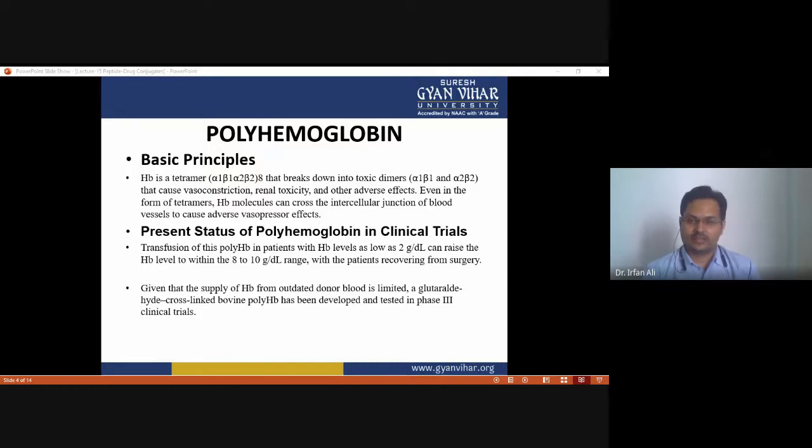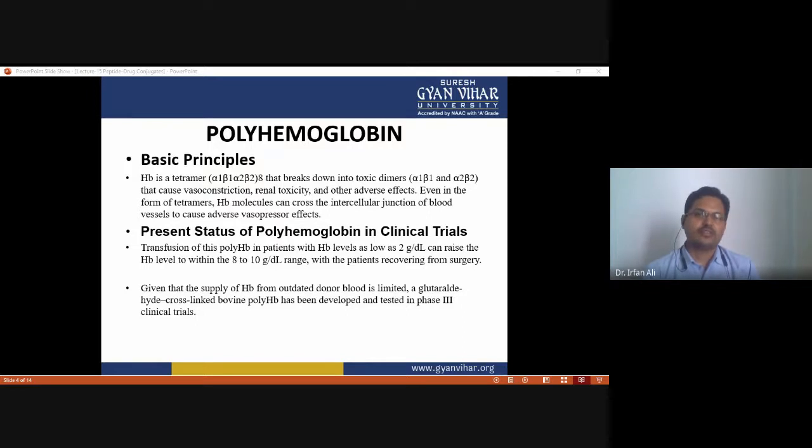Some other researchers have performed phase three clinical trials on its use in pre-hospital emergencies, in which no typing and cross-matching is needed. So it can be used right on the spot if there is blood loss. Given that the supply of hemoglobin from outdated donor blood is limited, this is a major reason why we need an alternative blood substitute. Glutaraldehyde cross-linked polyhemoglobin has been developed and tested in phase three clinical trials.